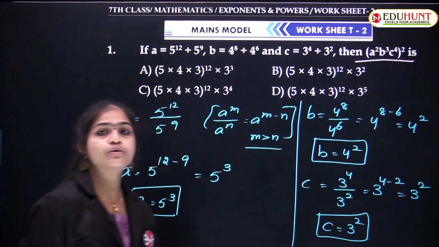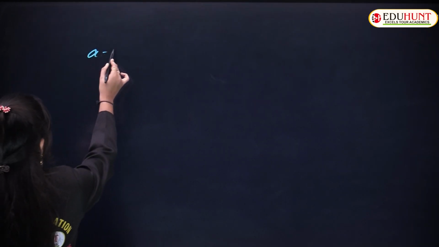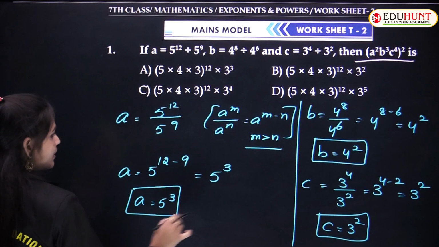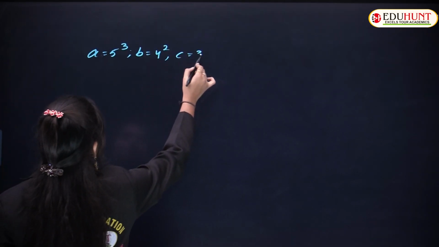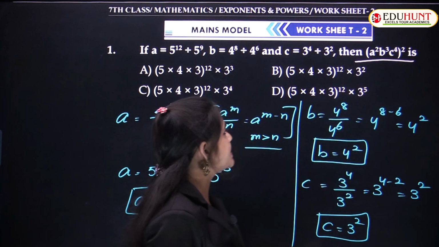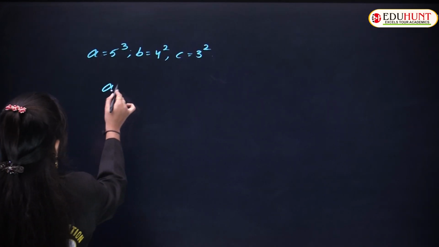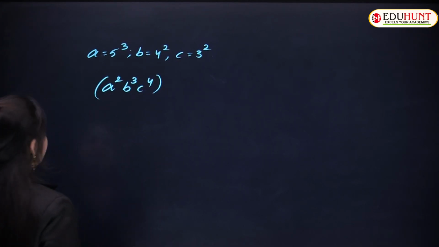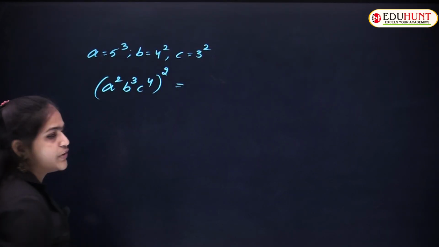Now we have the values of A, B, C, right? A is equal to 5 cube, B is equal to 4 square, C is equal to 3 square. Now what we need to find out here? We need to find A square, B cube, C power 4 whole square. This value we need to find out.